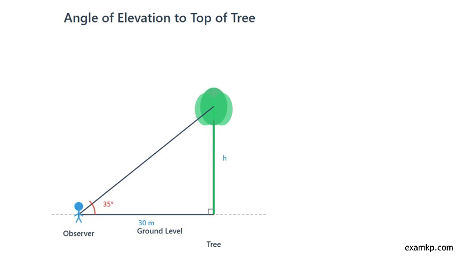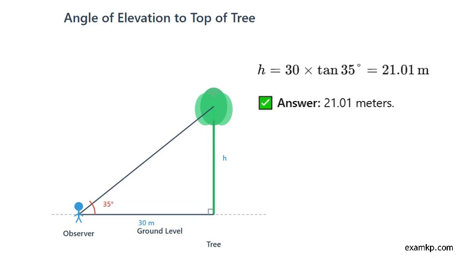Finally, let's look at some NECO examples. NECO question 1. A point 30 meters from the base of a tree has an angle of elevation of 35 degrees. Find the height of the tree. h equals 30 times tan 35 degrees. That's equal to 21.01 meters.